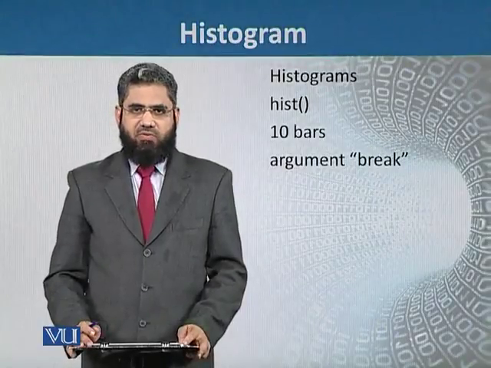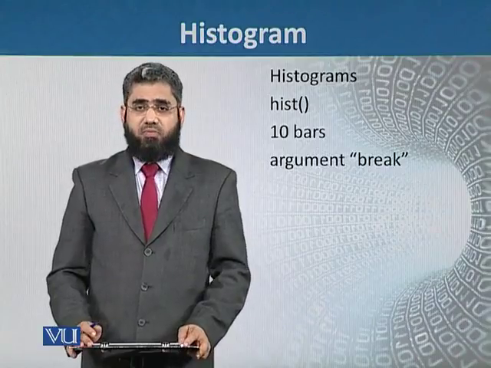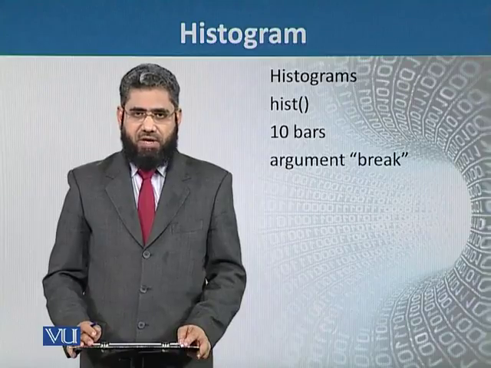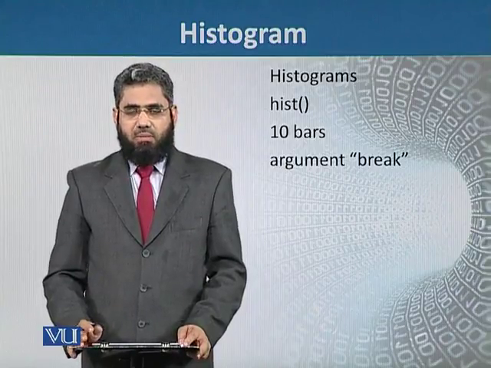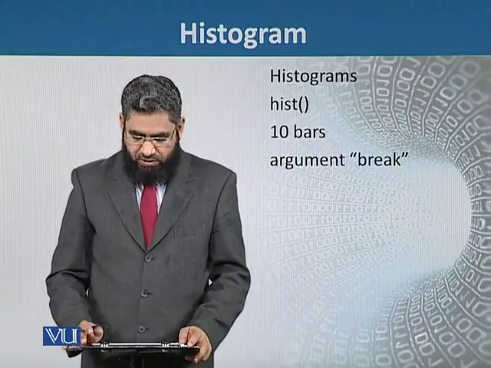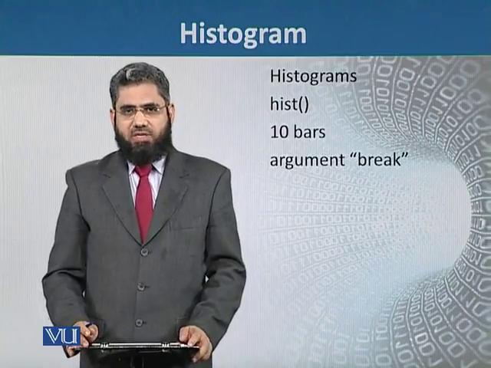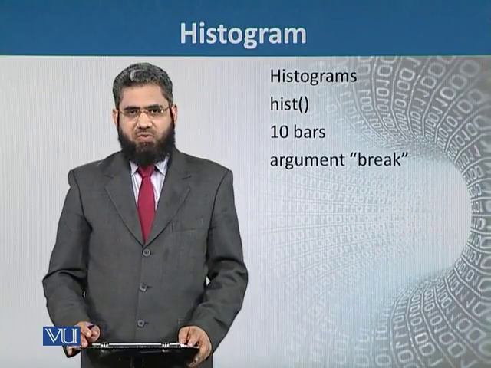Vectors can also be visualized as histograms, and to generate a histogram plot we can use the command hist, and then in parentheses we can write the values and other commands. By default, when we generate the histogram plot, 10 bars will be generated.